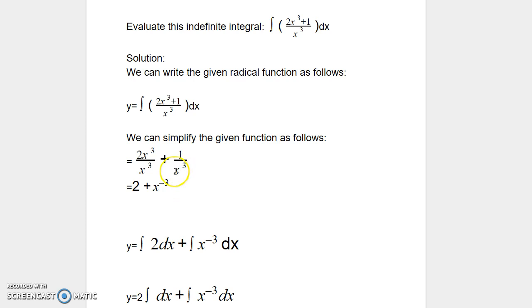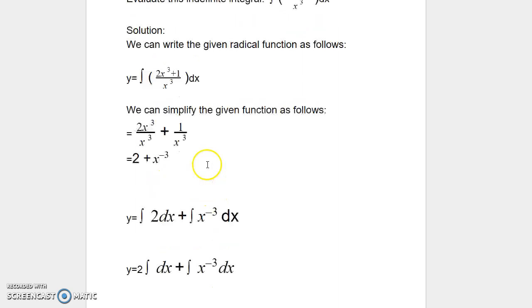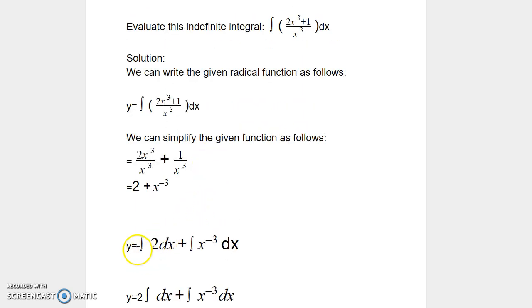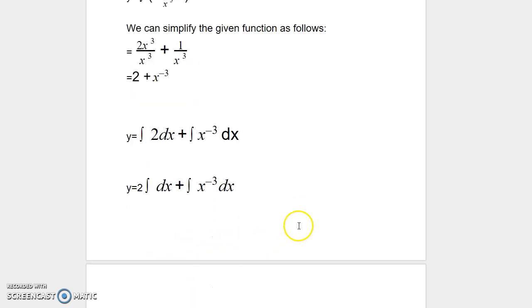When we have an exponent in the denominator with a positive power, when we bring it to the numerator, the power becomes a negative power. So as shown here, x to the power of negative 3. Now we can rewrite the given function as y is equal to the integral of 2 dx plus the integral of x to the power of negative 3 dx, like that.